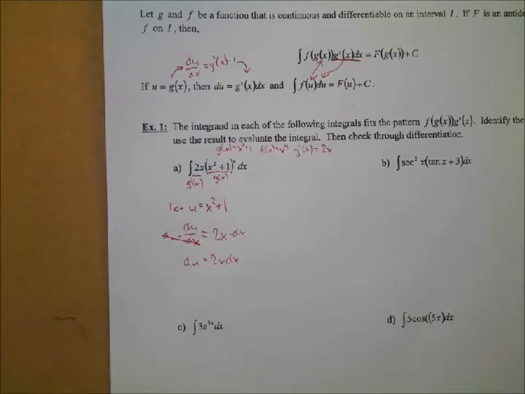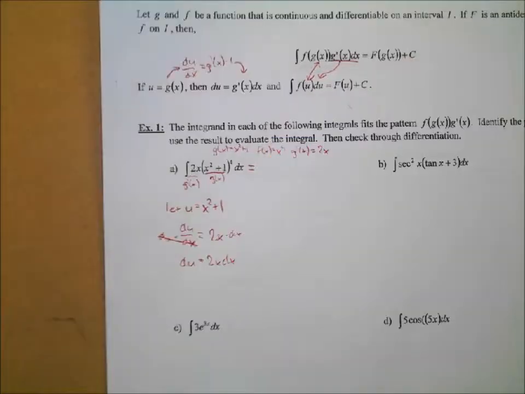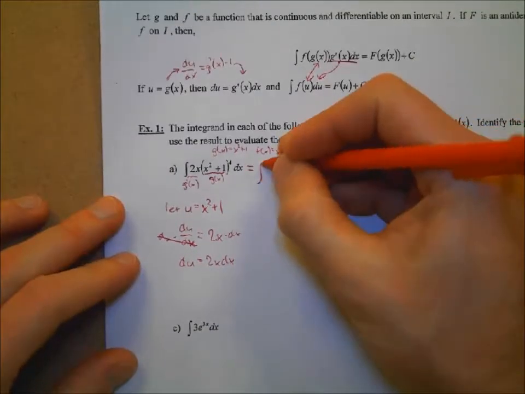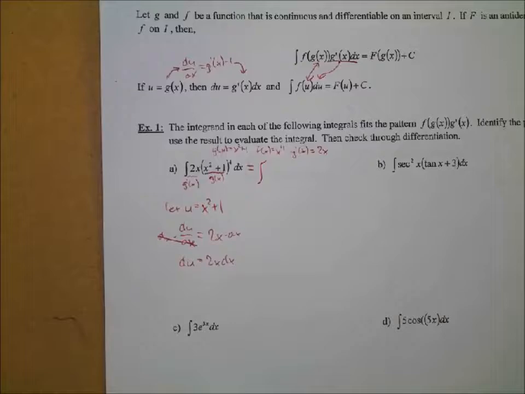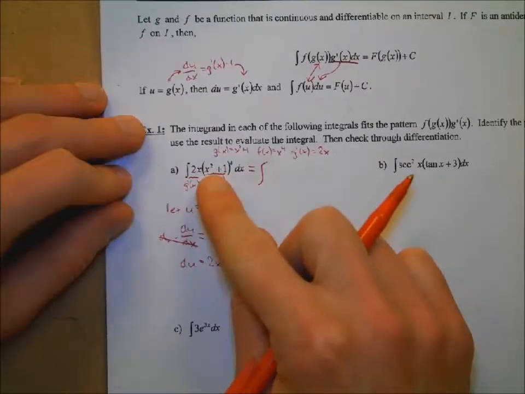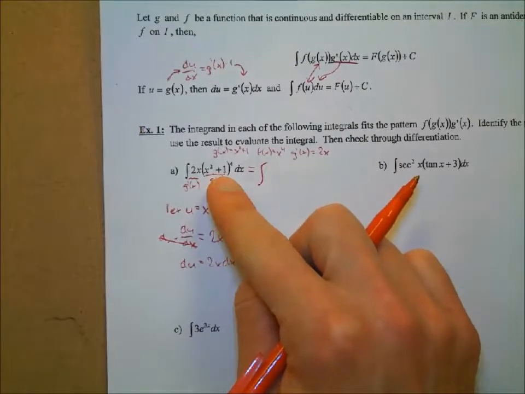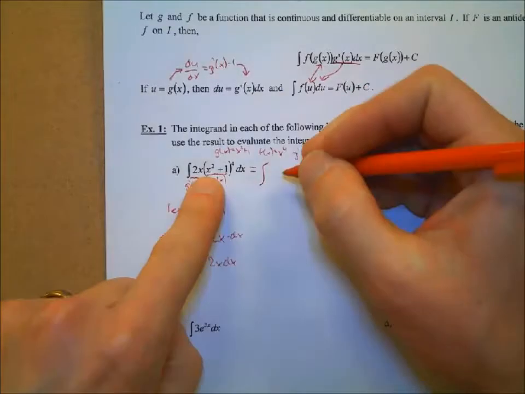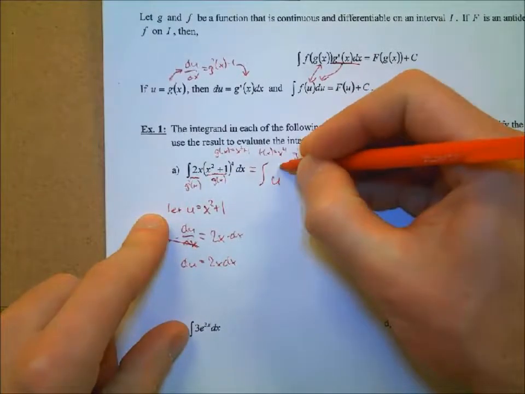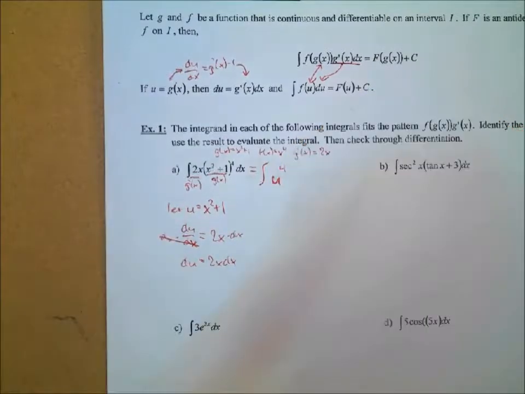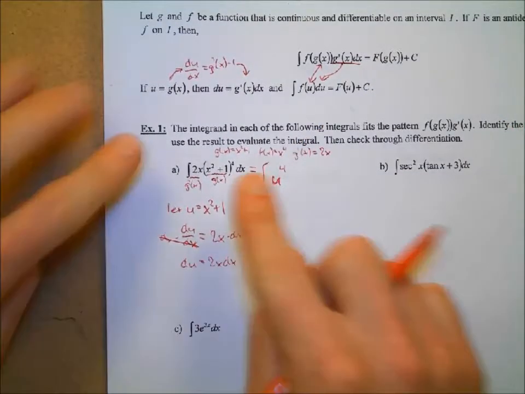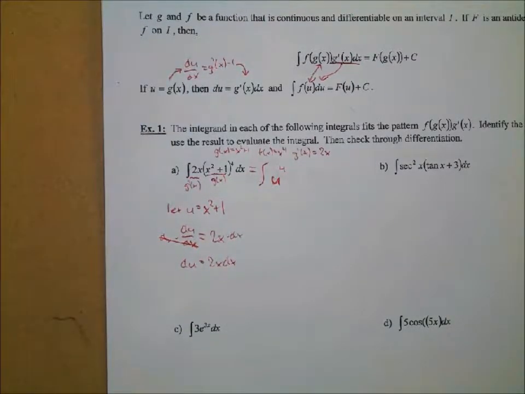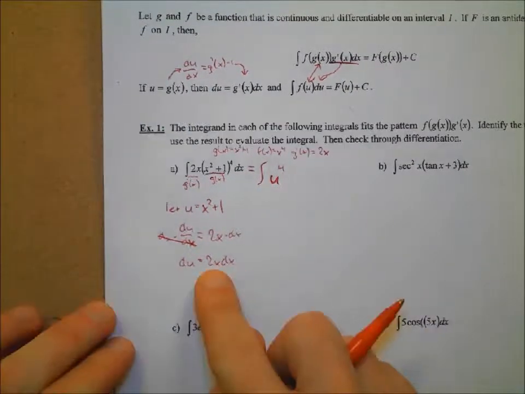So let's do some substituting here. I'm now going to finally rewrite my integrand. So we're going to integrate x squared plus 1, what did we say that was equal to? U. So x squared plus 1 to the 4th becomes u to the 4th. And then 2x dx, what is that equal to? 2x dx is du.